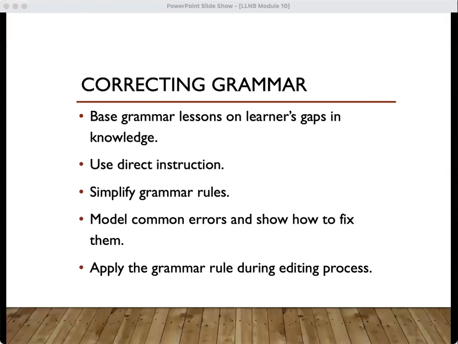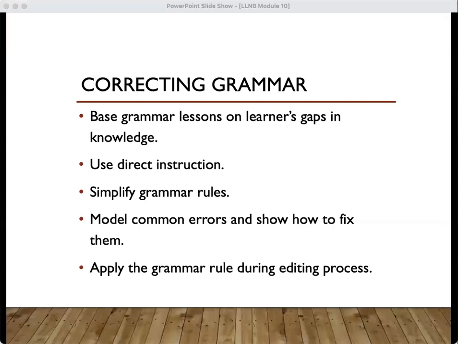When explaining a grammar rule and how to apply it, it's important to simplify the rule as much as possible. Remember, one of the reasons people do not like to write is the perception that there's a lot of rules that they don't know and will have trouble remembering and following. I'll show you an example of this on the next slide.